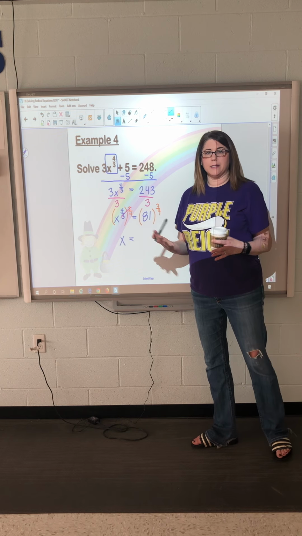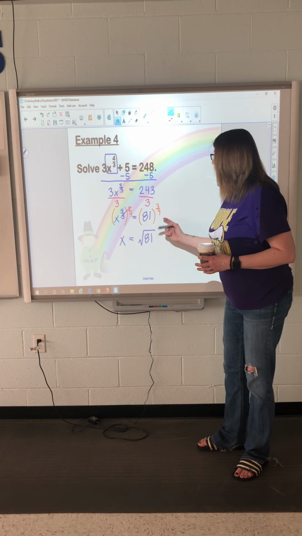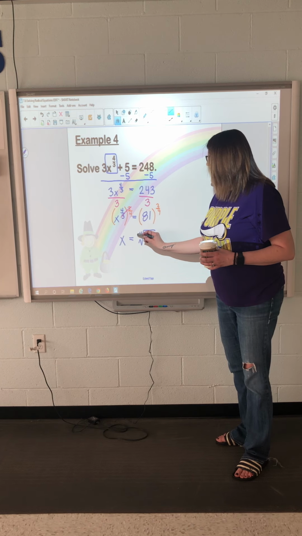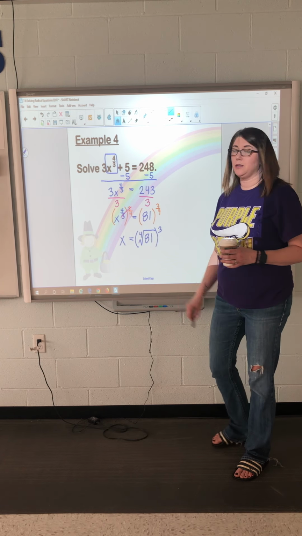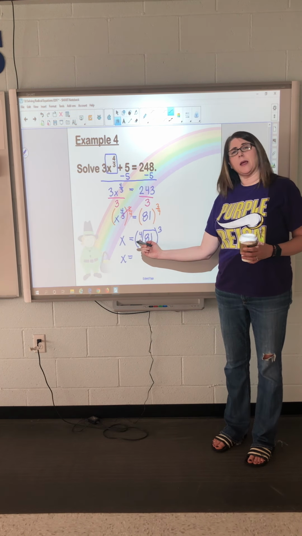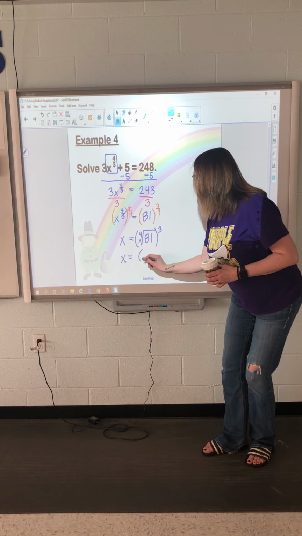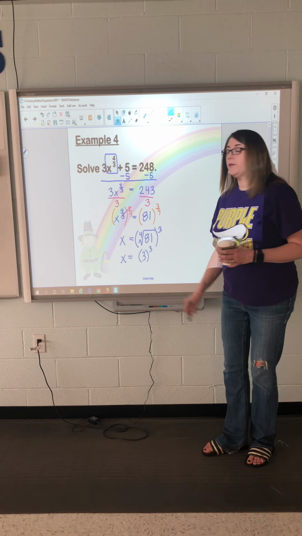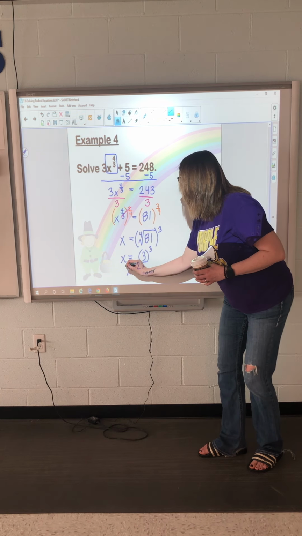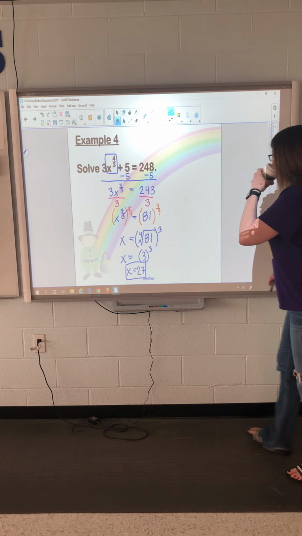Over here, I'm going to rewrite this in the form of a radical. So the 81 is going to go underneath the radical sign. The denominator of 4 turns into the index, and the numerator of 3 turns into that outside exponent. So I'm going to start by asking myself, what number can I multiply by itself 4 times to get 81? That answer is 3. Then I'm going to take that 3 and raise it to the 3rd power. And so my final answer for x is going to be 27. I hope we're doing good so far and you're following along with your notes.